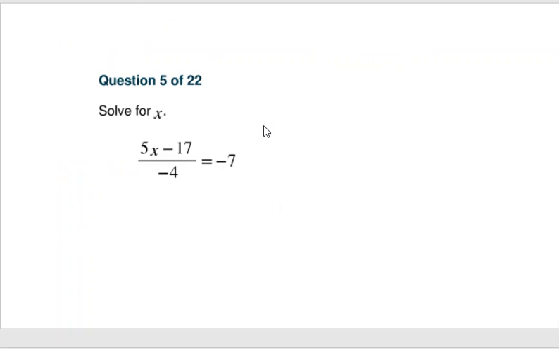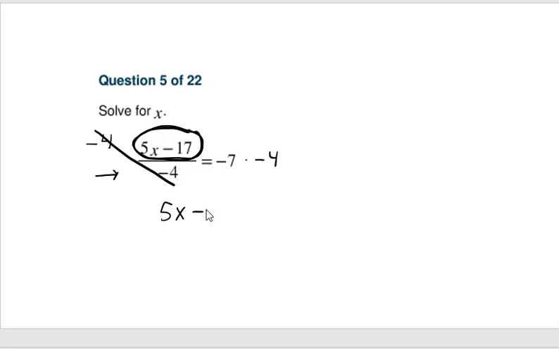Okay, so on question number 5, solve for x. Notice on this one, we have 5 times x minus 7 in the numerator, and we have divided by negative 4 in the denominator. This right here is all one expression. And so before we can do anything with this, we have to get rid of the division of negative 4. So the very first thing that we're going to do is multiply the left side by negative 4, which is going to cancel out the division of negative 4. And because we multiplied the left side by negative 4, we have to multiply the right side by negative 4.